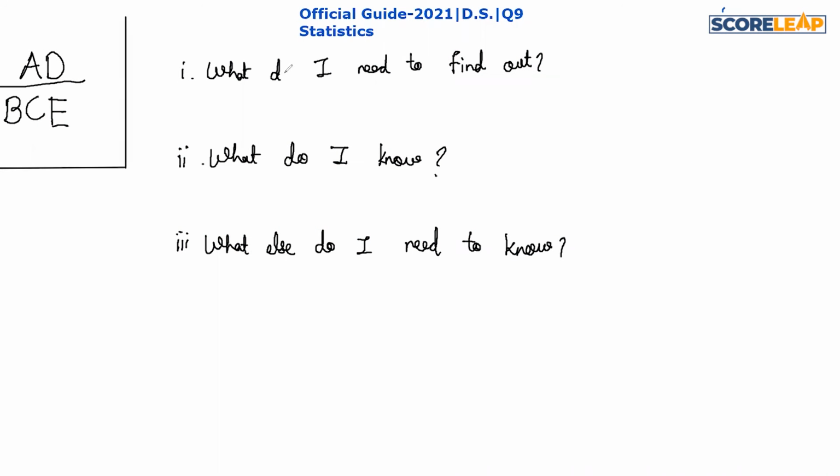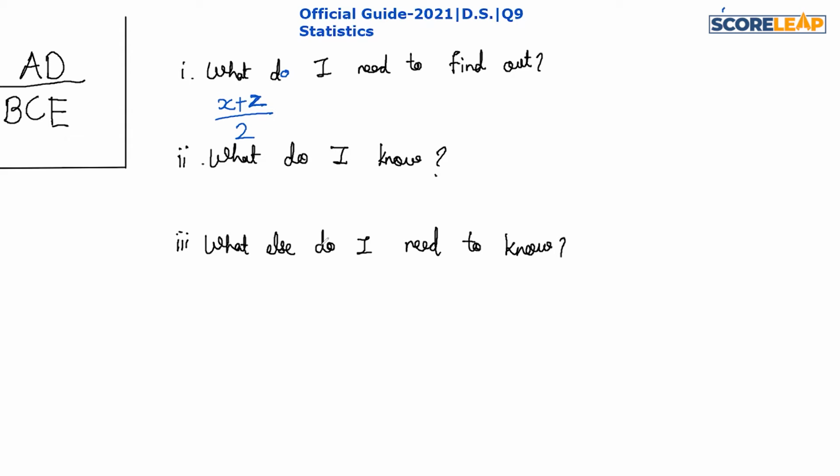Question 9. In this question, we are asked to find out the average of x and z. So we simply want to find out the value of x plus z divided by 2. This is a regular data sufficiency question, and we are again asking ourselves 3 questions. What do I need to find out? I need to find out x plus z divided by 2.